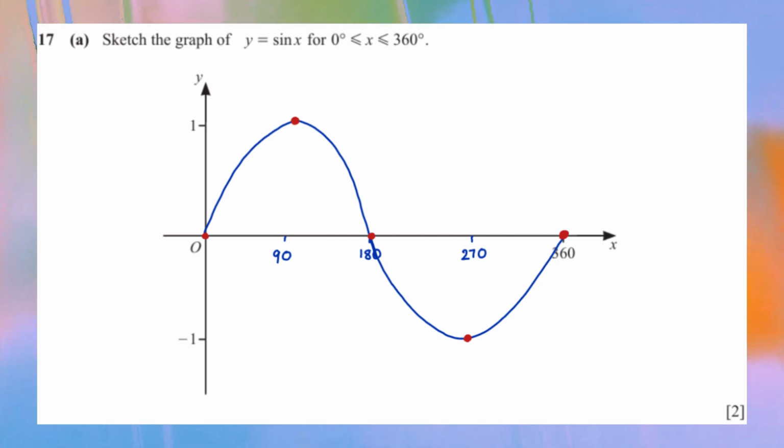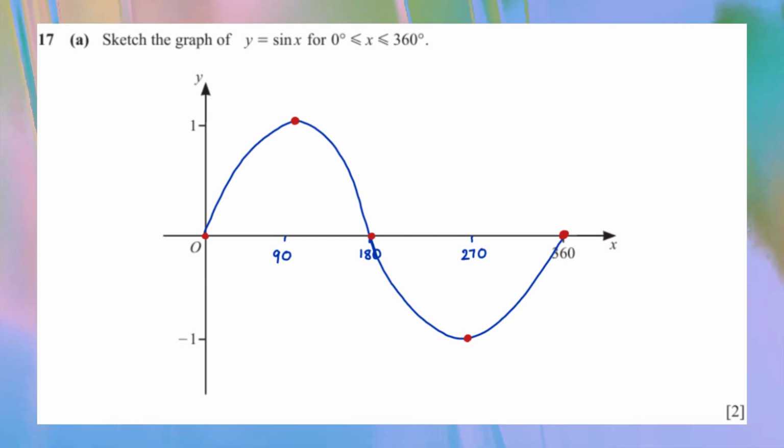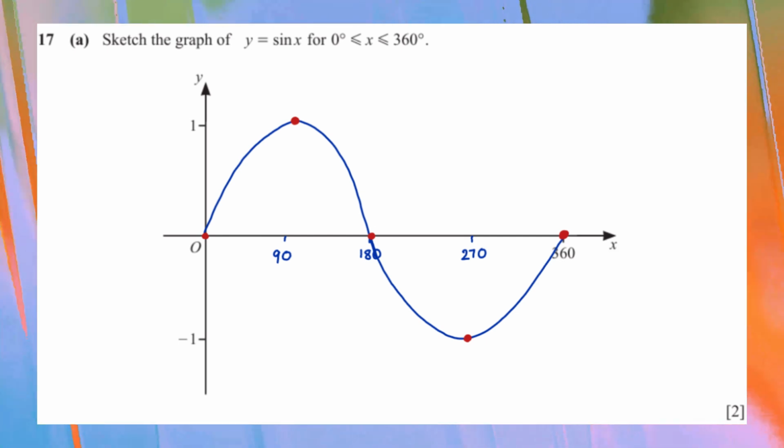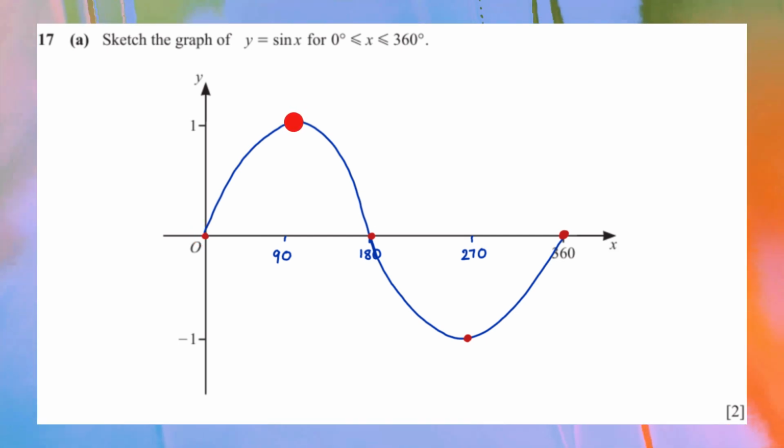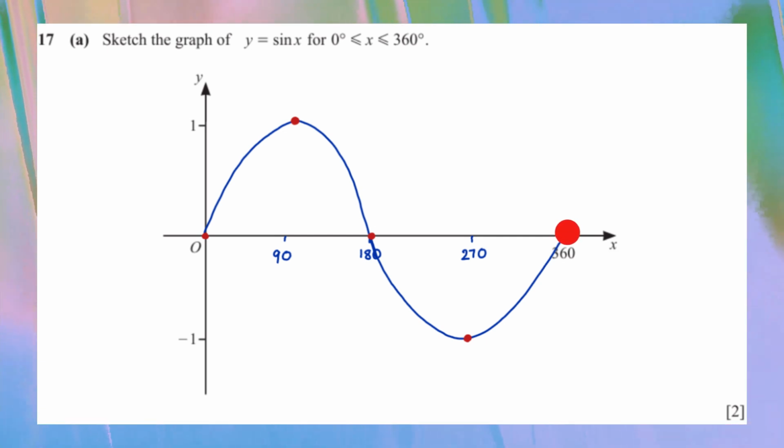Now, we need to find the corresponding y values for the values of x. To do this, we can use our calculator. So, for instance, to get the corresponding value of y when x is 90, enter in sine of 90 on your calculator. Then press the equals button to get the corresponding value of y, which is 1. Now, we repeat this for all the x values here, which are 0, 90, 180, 270, and 360. This gives us the corresponding y values as 0 when x is 0, 1 when x is 90, 0 when x is 180, minus 1 when x is 270, and 0 when x is 360.